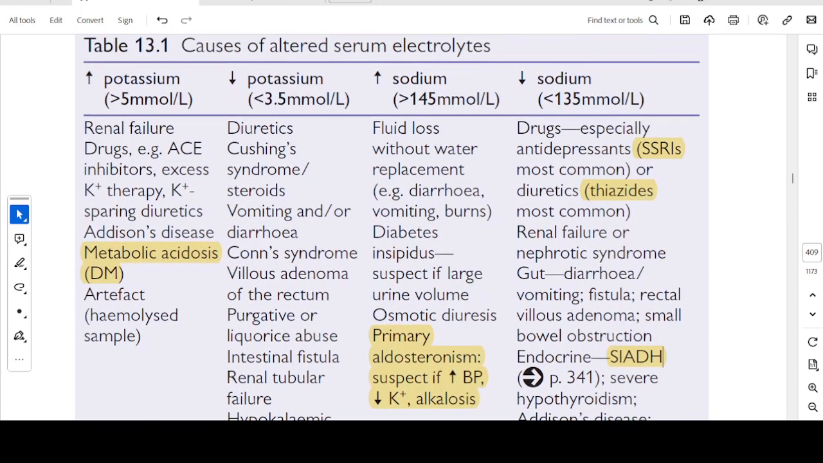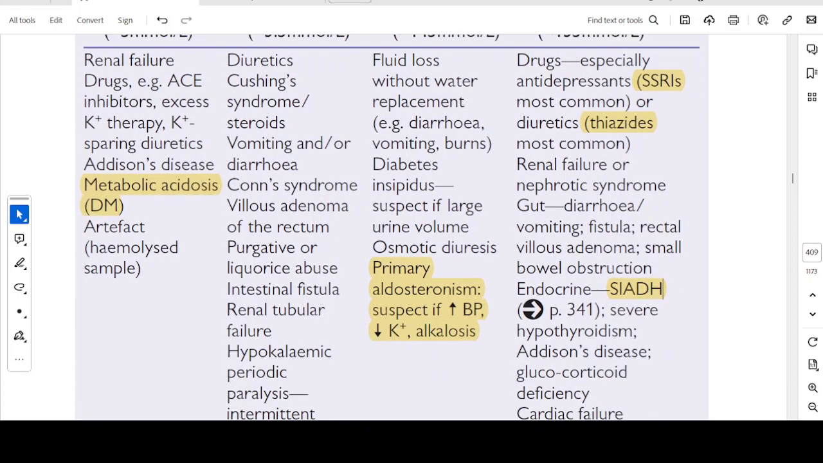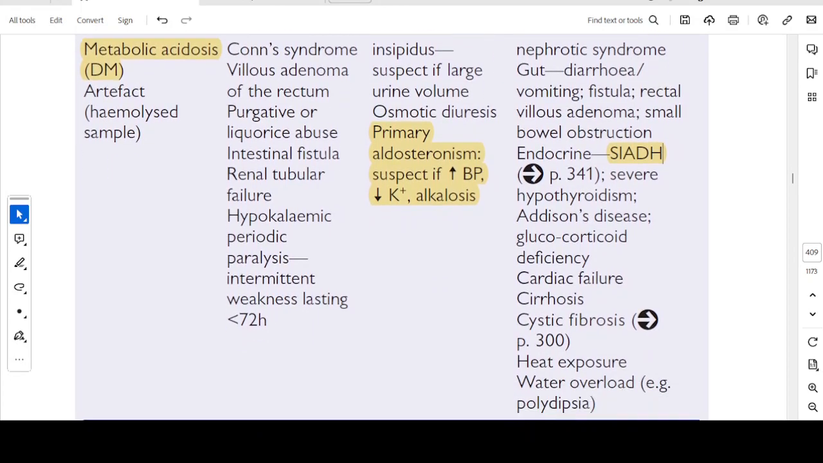So the cause of reduction in sodium, or hyponatremia, can be hypovolemic hyponatremia, hypervolemic hyponatremia or euvolemic. So these are the causes.